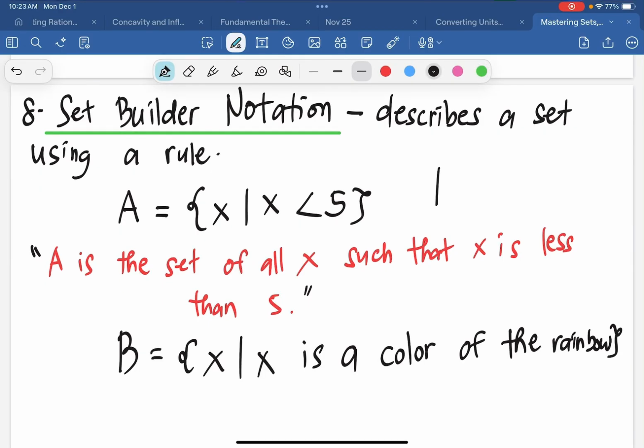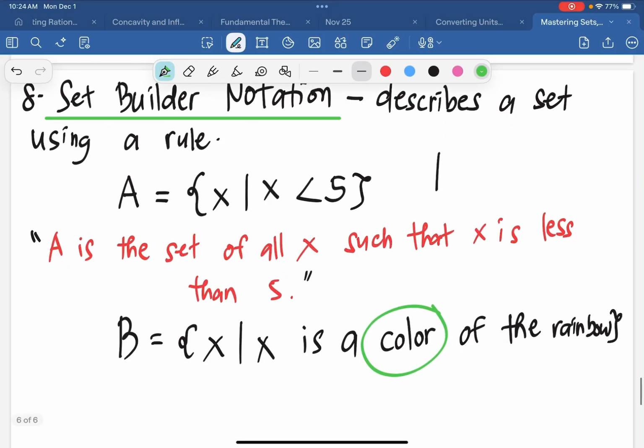Next, for set B, we read this as B is the set of all x such that x is a color of the rainbow. So you know the colors of the rainbow, right? The Roy G. Biv. Now here, as you can observe, is a color. If you write a rule based on a set builder notation, it needs to be in singular form, not plural, because we are talking about an element. So obviously an element is just singular, so you base it on that and not plural.